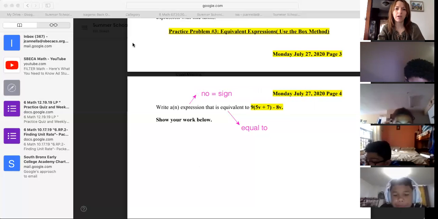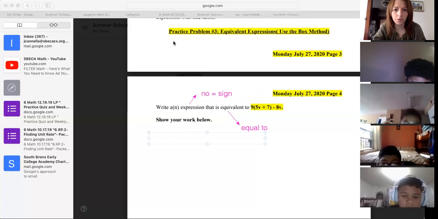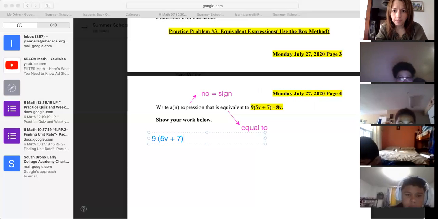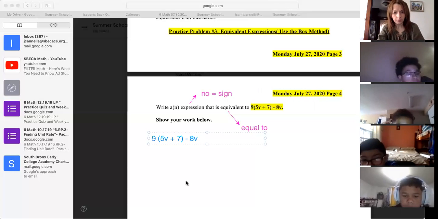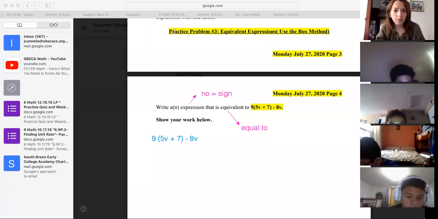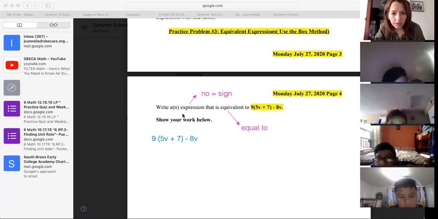Now, I'm going to rewrite my expression. I'm just going to rewrite the expression. I'm going to use blue. 9 parentheses 5v plus 7 minus 8v. So now this word, so now the expression, oh Lord, help me. This thing is acting up again. All right, so now what I wanted to do here is that expression goes here and equivalent is there. So now this is what we have.